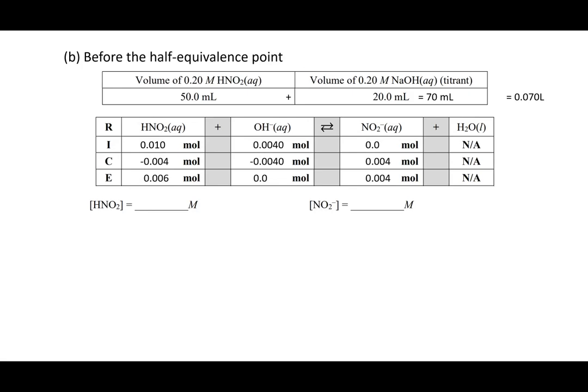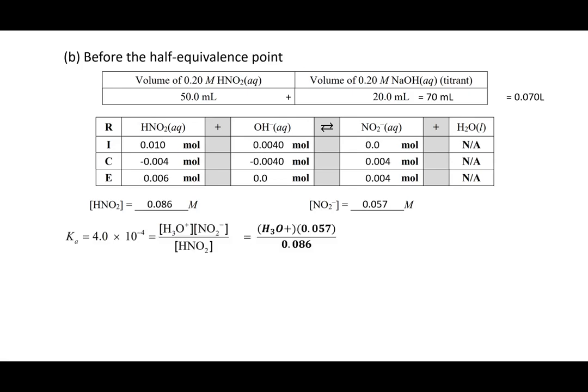Now, we can compute the concentration because we now know the total volume is 0.07 liters. So if we take my 0.006 moles divided by 0.07 liters, I get 0.086 molar HNO2. And I do the same for my NO2 minus, I get 0.057 molar. Now, why did I do this?